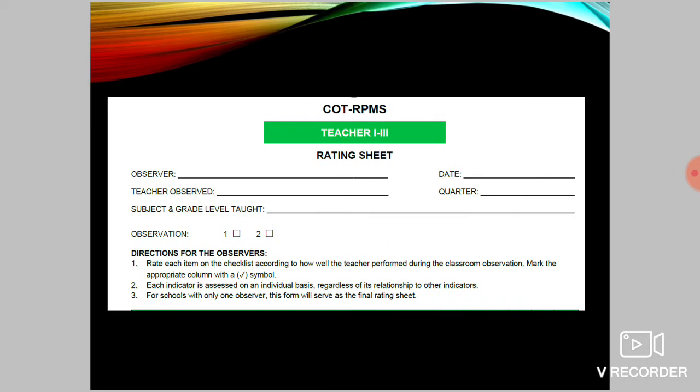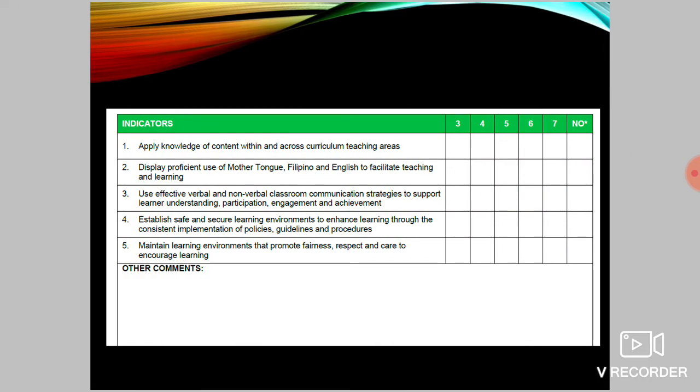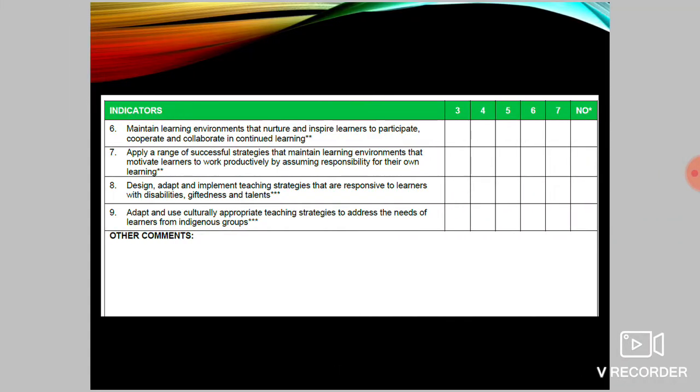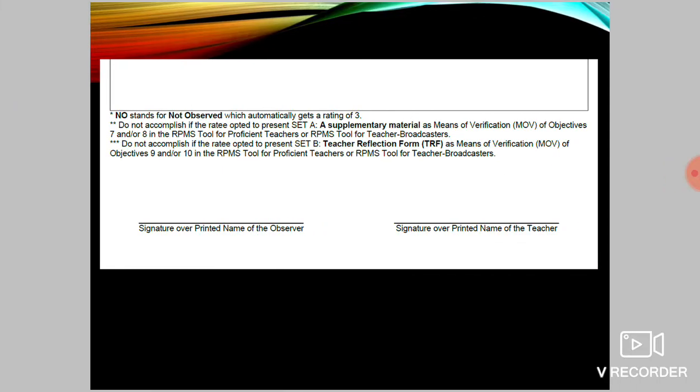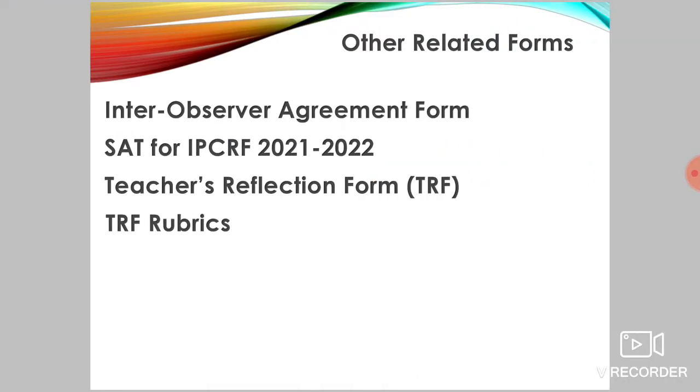Now, this is a sample of a rating sheet. For 1 to 5, these should be observable. And for 6 to 9, these can be graded using other forms like supplemental materials or TRF if not observable. On the other hand, we have other forms needed, like the inter-observer agreement form, which can be used if the observers are more than 2.